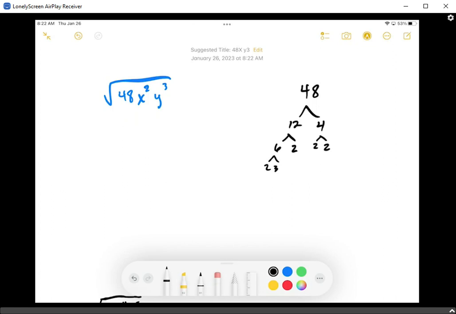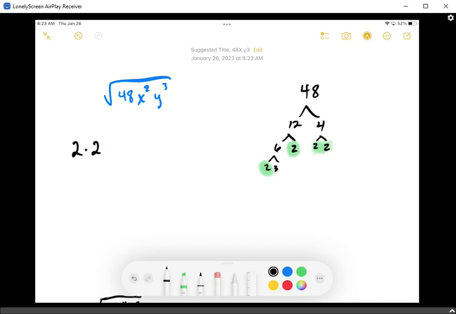After we've made our prime factor tree, we are going to circle the pairs of numbers. What I see right here is a couple of 2's that go together, and I see another pair of 2's there. Since we have those pairs of 2's, we have 2 pairs. That tells us when we simplify this, we're going to put 2 2's on the outside of our radical.